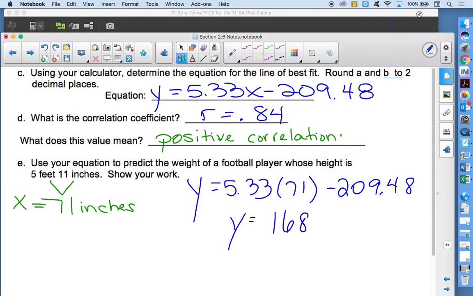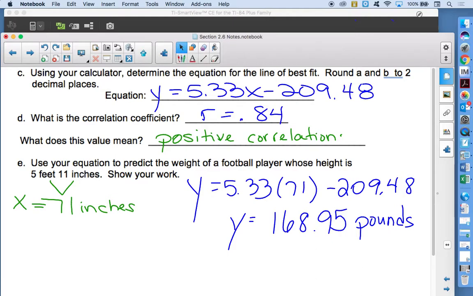168.95. Yeah. And then this is the weight, so this would be pounds, or you could write LBS. So this is an average weight for 71 inches. If we went around and tried to find a whole bunch of football players that were 71 inches, 5 feet 11 inches, and calculate their weight, on average it should be 168.95 pounds.